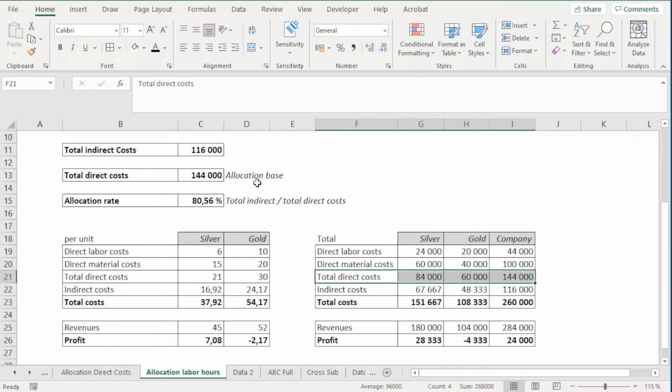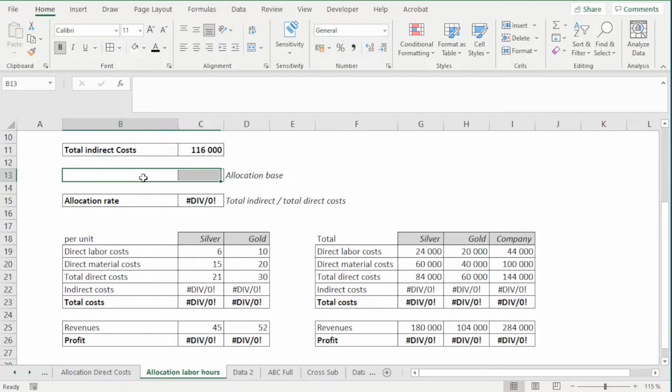However, what will change is this allocation base. This allocation base right now is the total direct costs, and we will replace this one by the total labor hours. Let us do this calculation. What are the total labor hours?